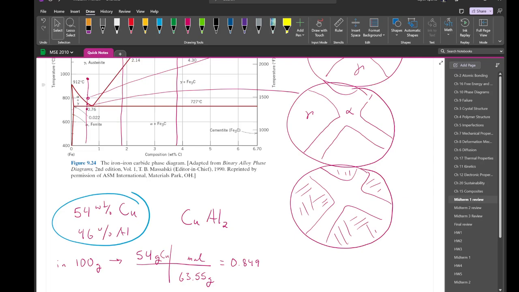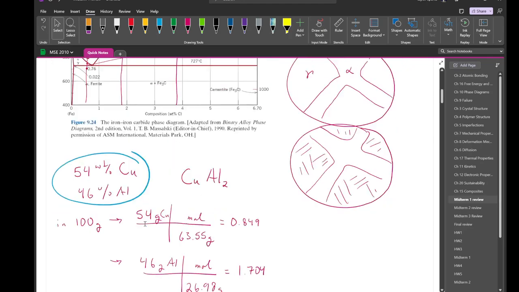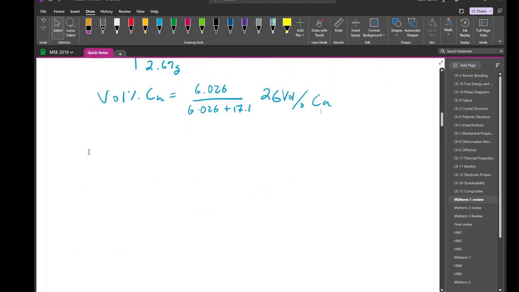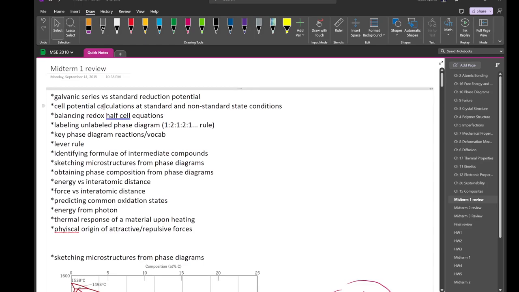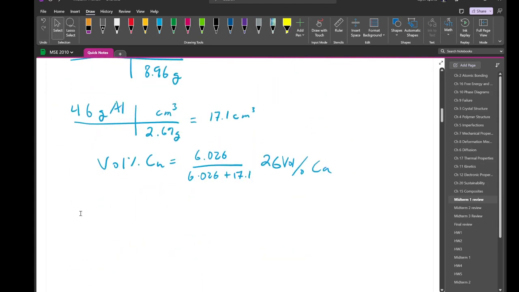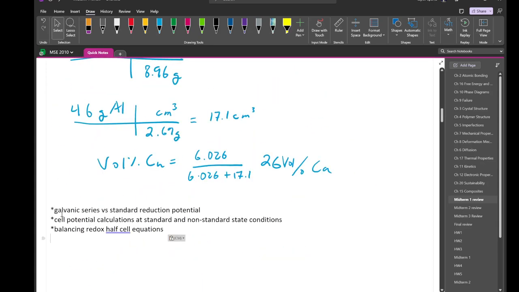Should we move on to electrochemistry or more phase diagram questions? Electrochemistry. Okay, we can always come back. Let's jump ahead to electrochemistry. So we'll take these three questions or topics, and we'll drop them down here.